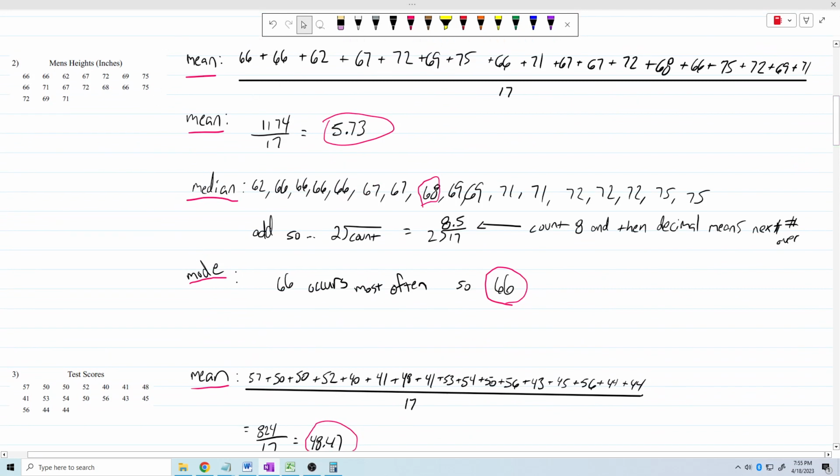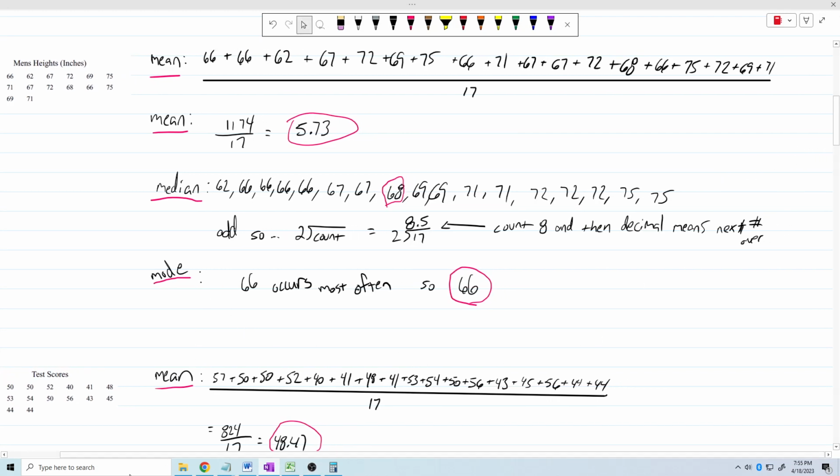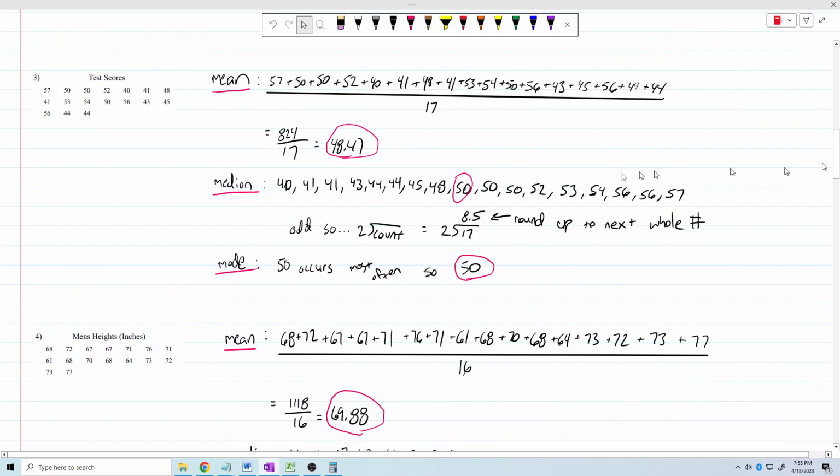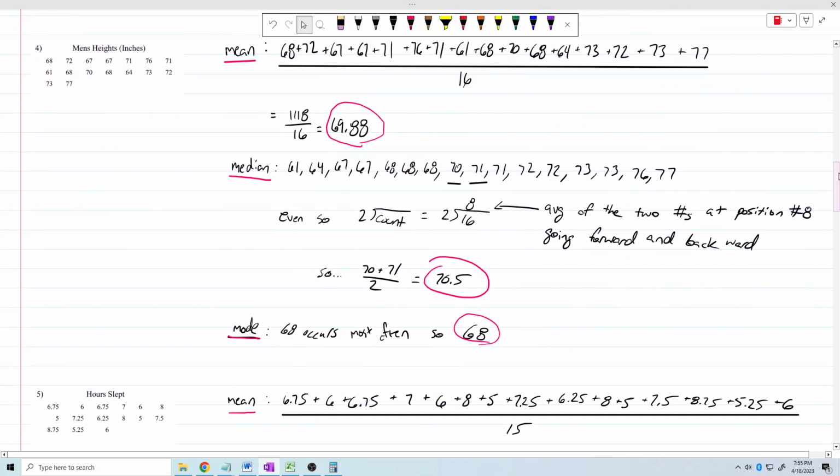Right, here you go. That's number 2. Whoa, okay, hold on. There we go. So that's number 3. That's number 4. Here we go. Number 4 is a case where it is even, a median that is even.